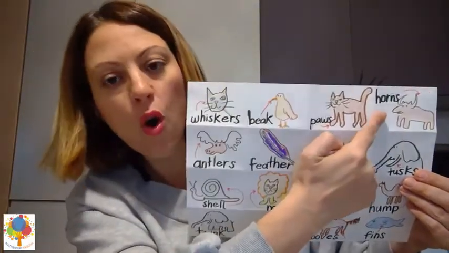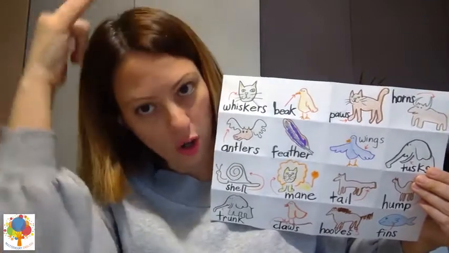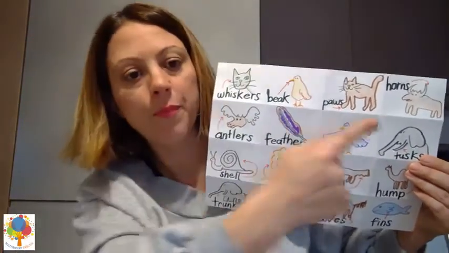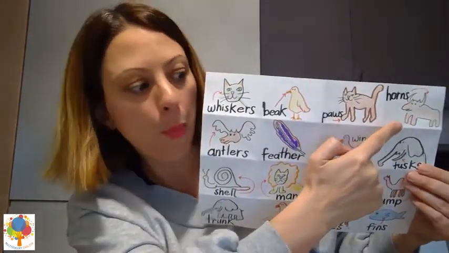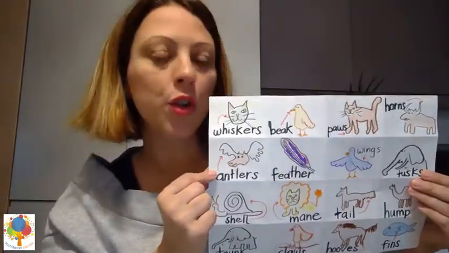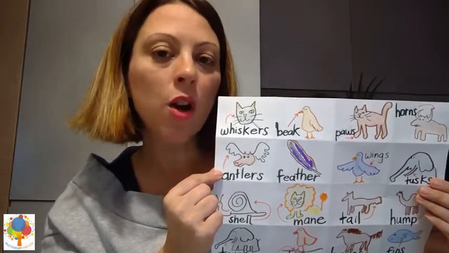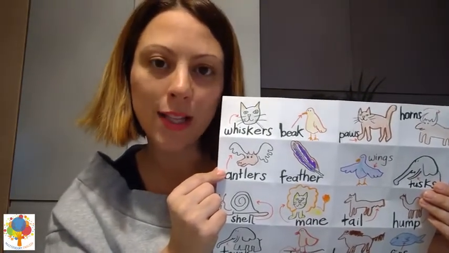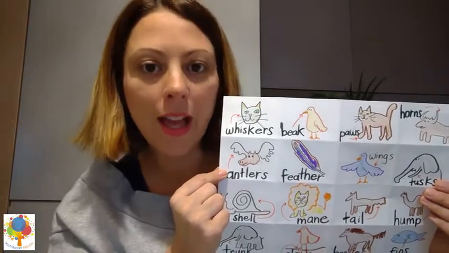Next, we've got animals that have got what on their head? What are they called? Horns on their head. Horns, like a bull. A bull has got horns. Now this animal, do you remember this name? This animal is called a moose, and this animal has got some special horns called antlers.